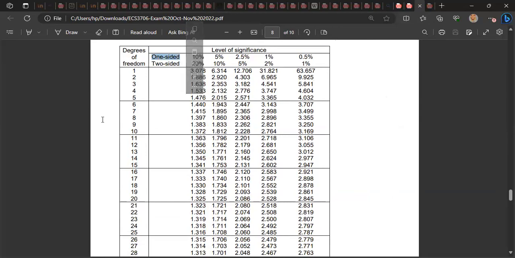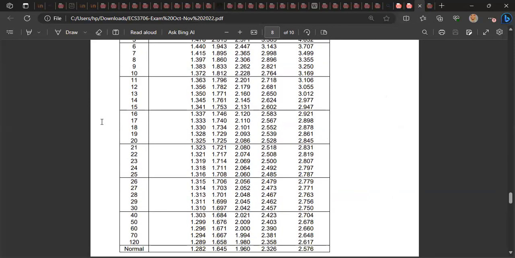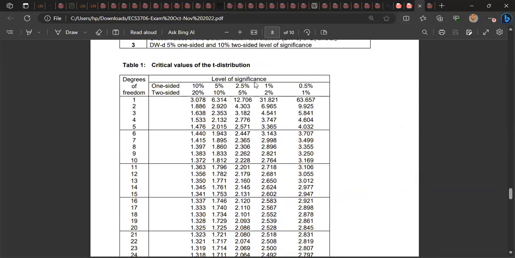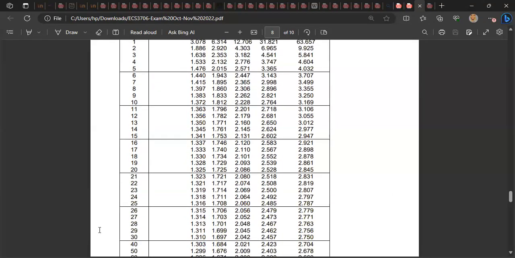One-sided test. How many degrees of freedom? We say it is 30 degrees of freedom. So there you go, 30 degrees of freedom. And then the level of significance is 5%. So we are looking at that from the second column, which is why you are seeing 30. And then this is the value that you are taking, which is 1.697. That's the value that you see there.